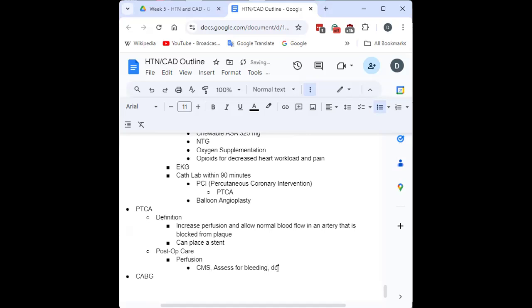Make sure. I think it's Q15 for that. Q15 minutes, that sounds right. Yeah, so that seems like the general thing after the procedure.